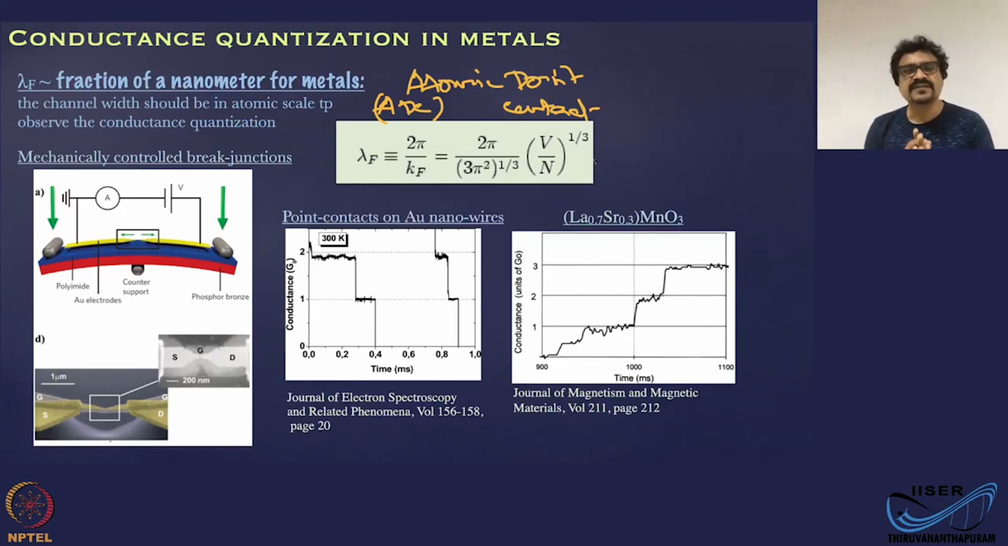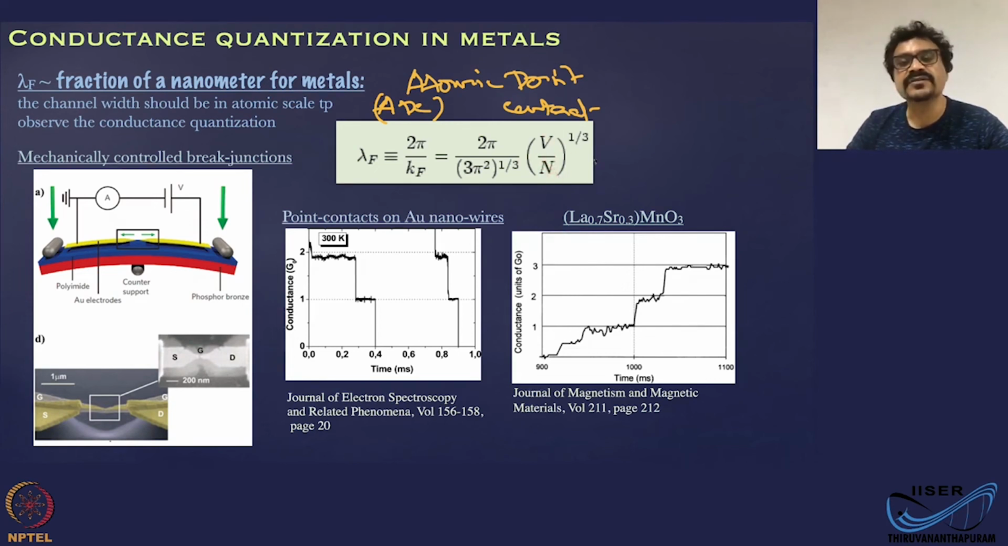So for metals, to observe these quantized modes, you need to have your Fermi wavelength, which is also the size of the dimension of the conductor. The Fermi wavelength for semiconducting systems, such as the two-dimensional electron system, is pretty large, because the Fermi wavelength, lambda F, goes up as the carrier concentration goes down. This is n, carrier concentration. It is 1 by n.